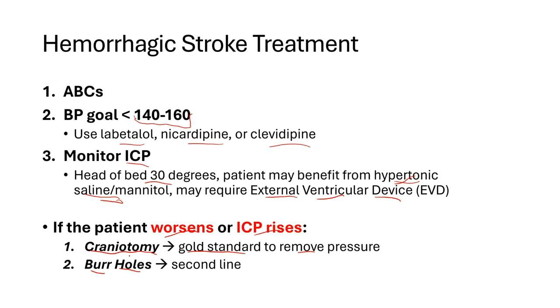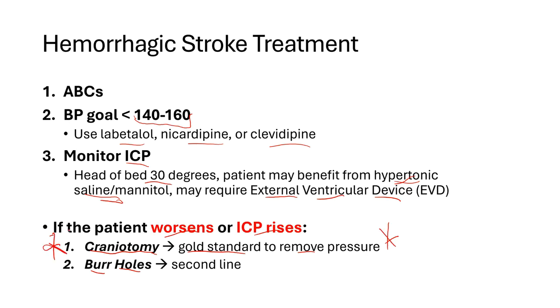Burr holes are your second best option. If a craniotomy fails, or if unable to do a craniotomy, then your option will always be burr holes. This is exactly what it sounds like. You're actually burrowing into the side of the skull, creating holes in order to relieve that pressure. But most likely where the test will go will be with craniotomy.